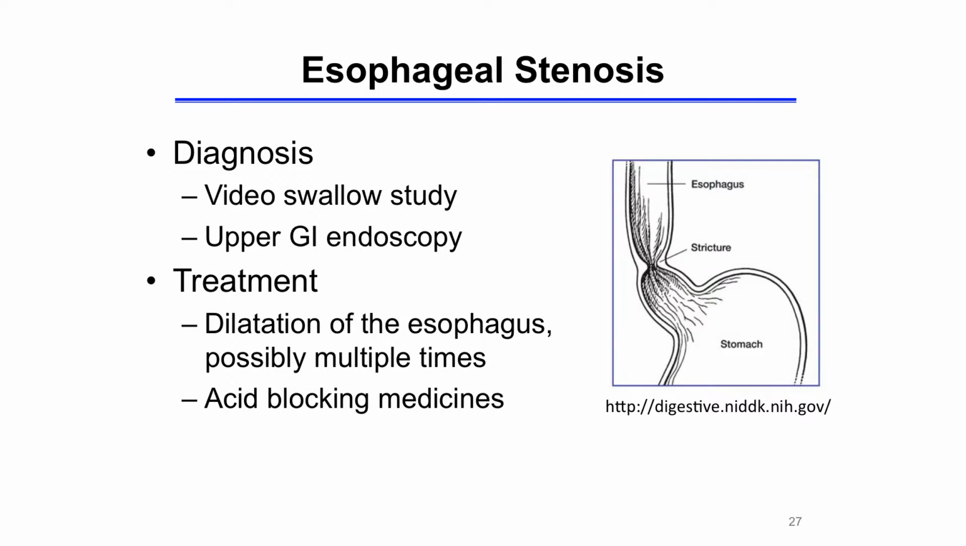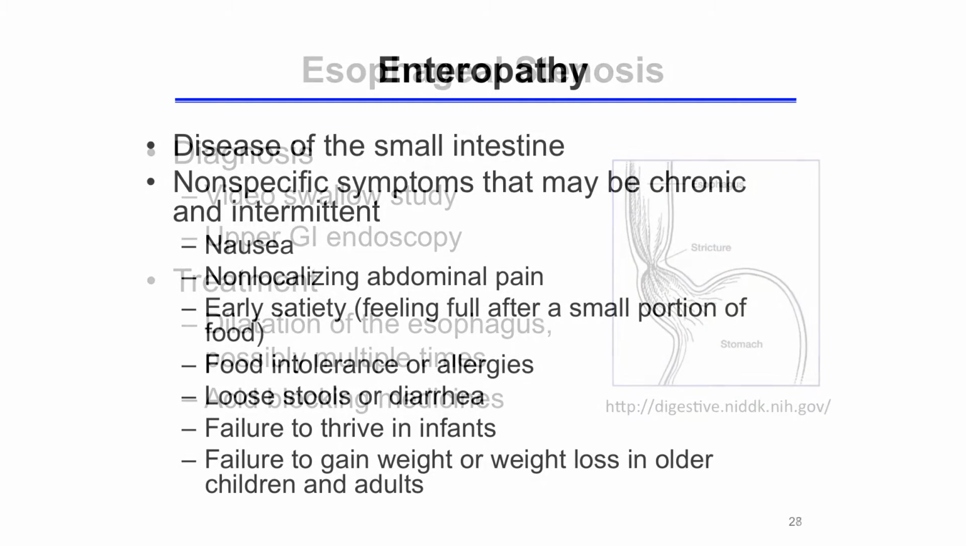Now, it can be treated. Sometimes it requires multiple treatments to open up the stenosis. With dilatation of the esophagus, they go down and try to stretch open this opening, and they may have to do it many, many times to get it to the point where it's not causing problems. When you have these kinds of problems, you can get acid reflux, and so it's often important to be on some sort of acid blocking medicine.